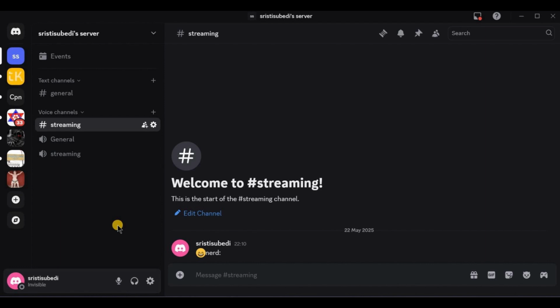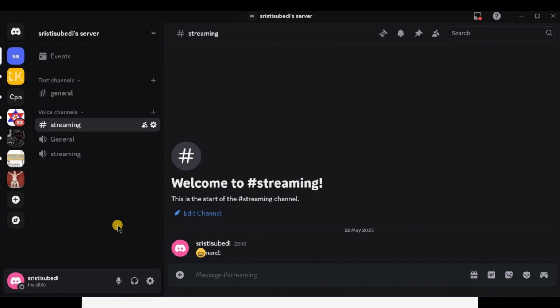Using Discord for study groups makes collaboration easier and helps you stay connected with classmates no matter where you are.